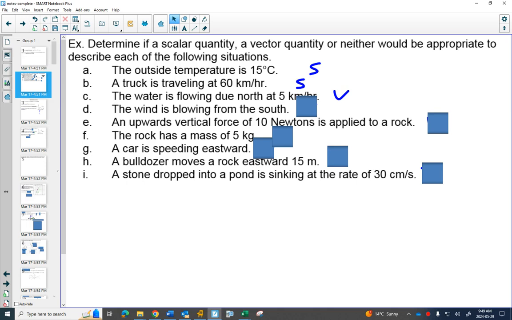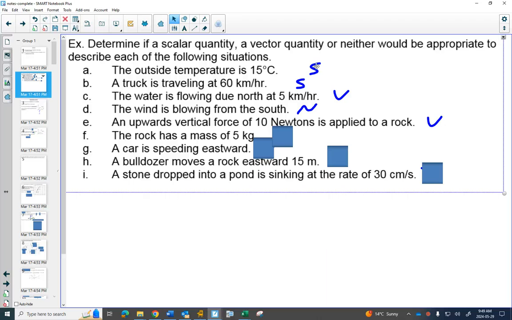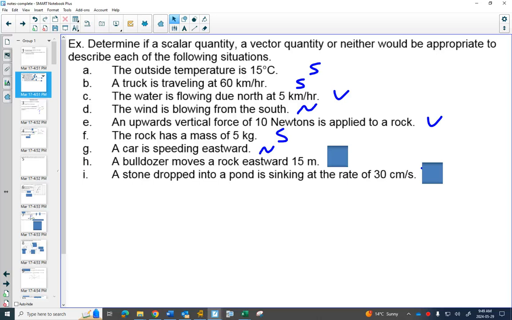This one gives you the direction of north and the speed, so it has a direction and a magnitude. Wind is blowing from the south is neither, because you don't have an amount, you just have a direction. So direction only. Upwards vertical force, that's a vector. Mass of 5 kilograms is just a scalar. Car is speeding eastward is neither. This is a vector. And the last one is a vector because the direction is down.